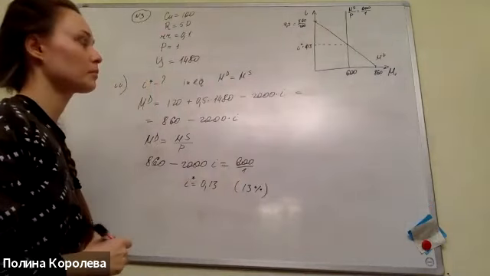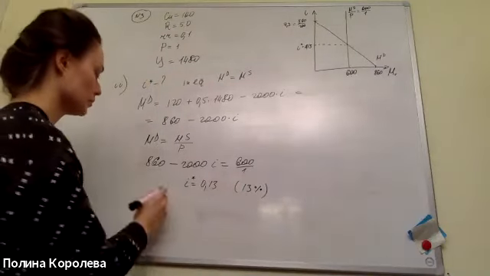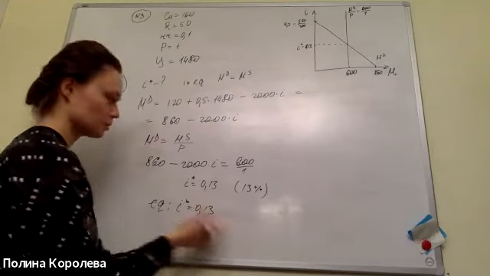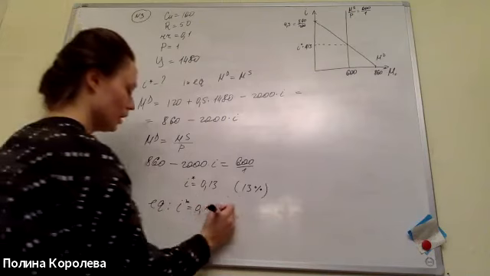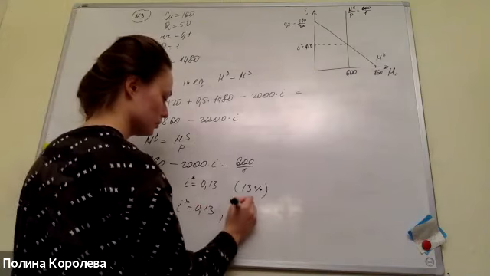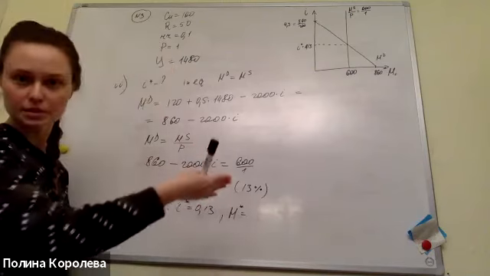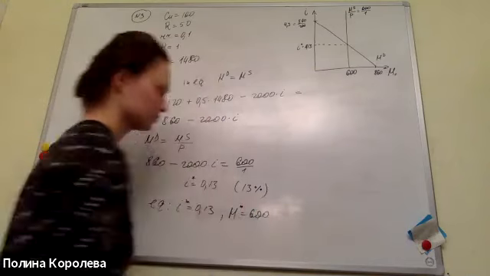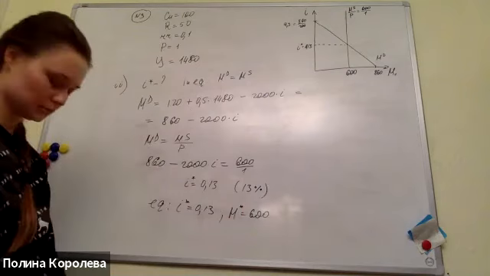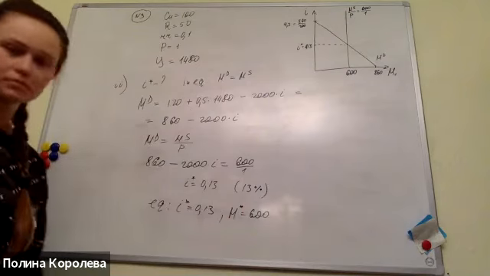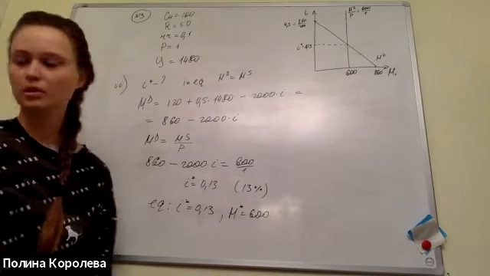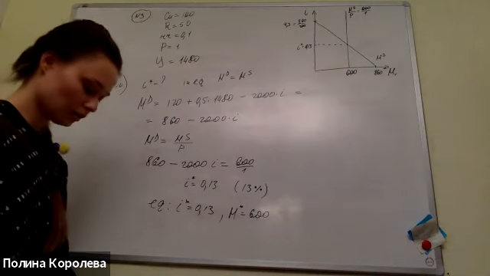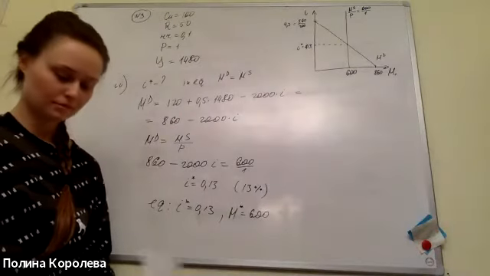Okay, thank you. So this is equilibrium in the money market: interest rate 0.13 or 13%, however you want, and the equilibrium amount of money is 600 because it's constant. It is controlled by the central bank. Good. Questions? Okay. So let's do number one.